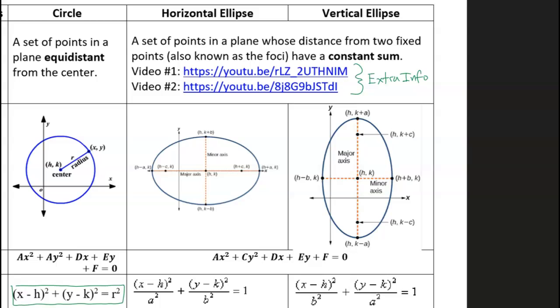Now, if we're looking at the middle column, the horizontal ellipse, notice that the longer axis is on the horizontal. So if I'm looking at the longer line, this is called our major axis. The long axis is always called our major axis. When the major axis is horizontal, it's a horizontal ellipse. When the major axis is vertical, so when the longer axis is vertical, it is a vertical ellipse.